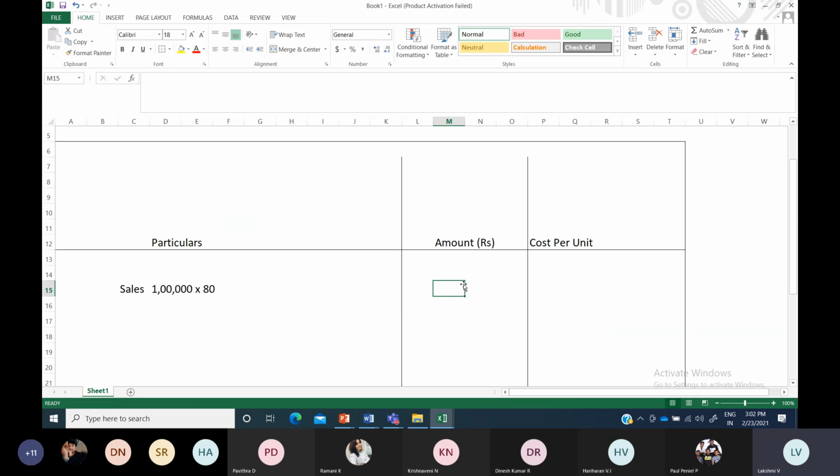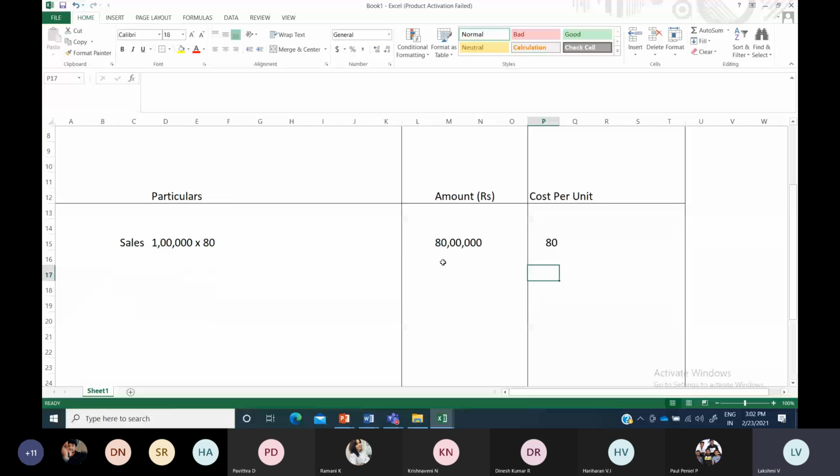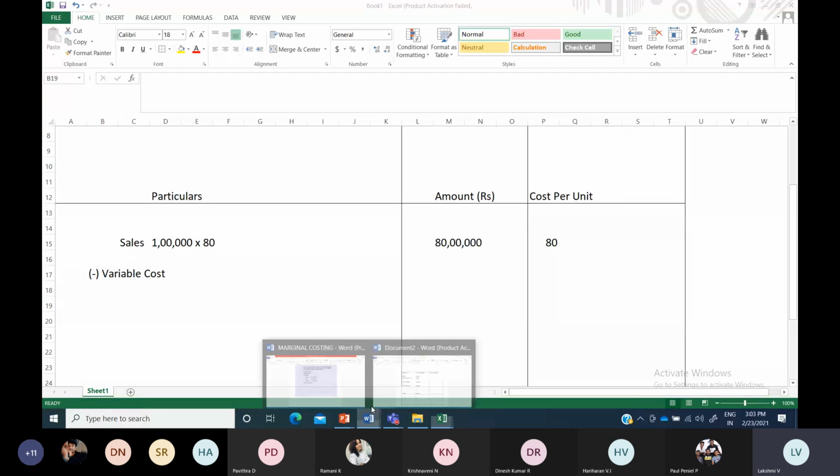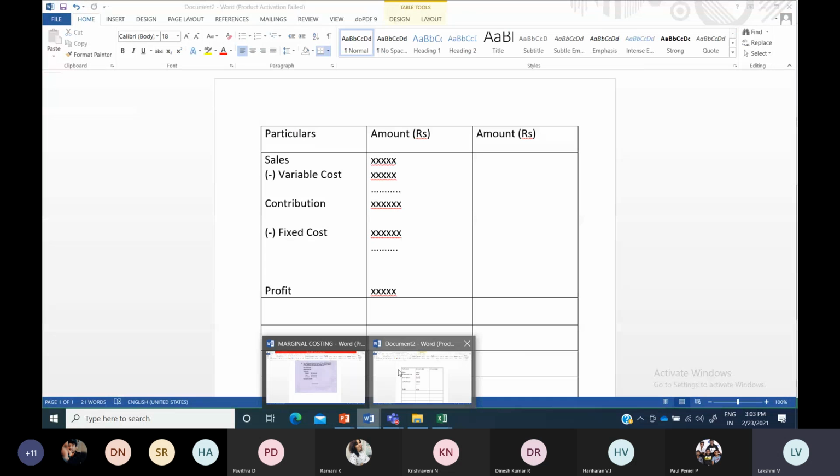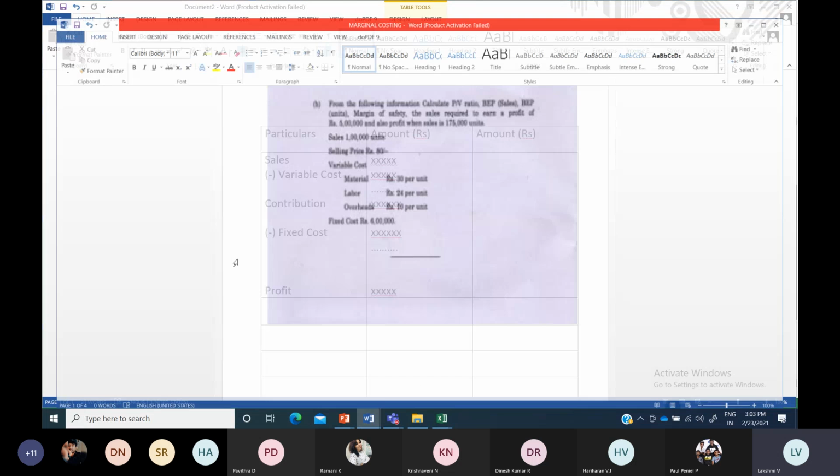I'm maintaining here. Okay, ma. So with this, you have to subtract your variable cost. So sales first subtract in marginal costing is variable cost only. Variable cost in some questions they will give only one detail. Okay, only one detail will be available.